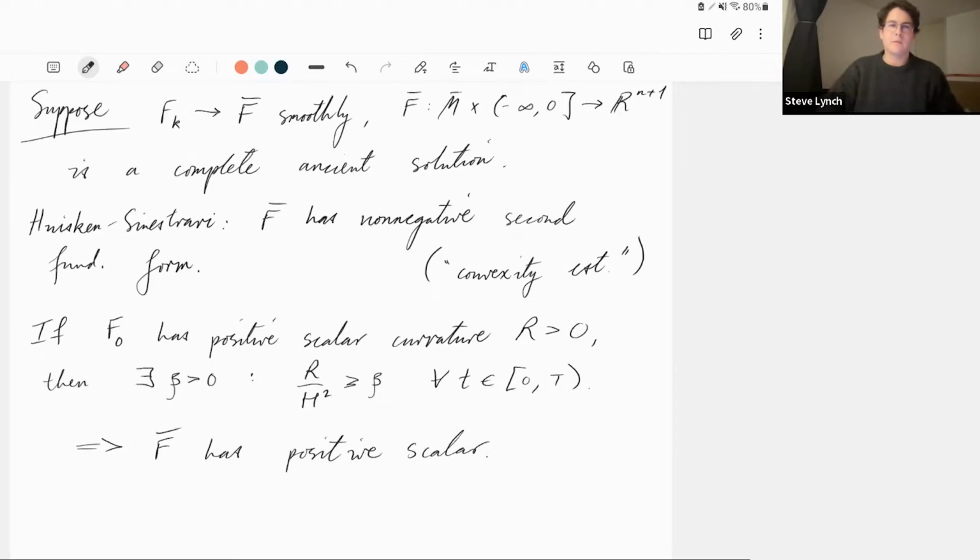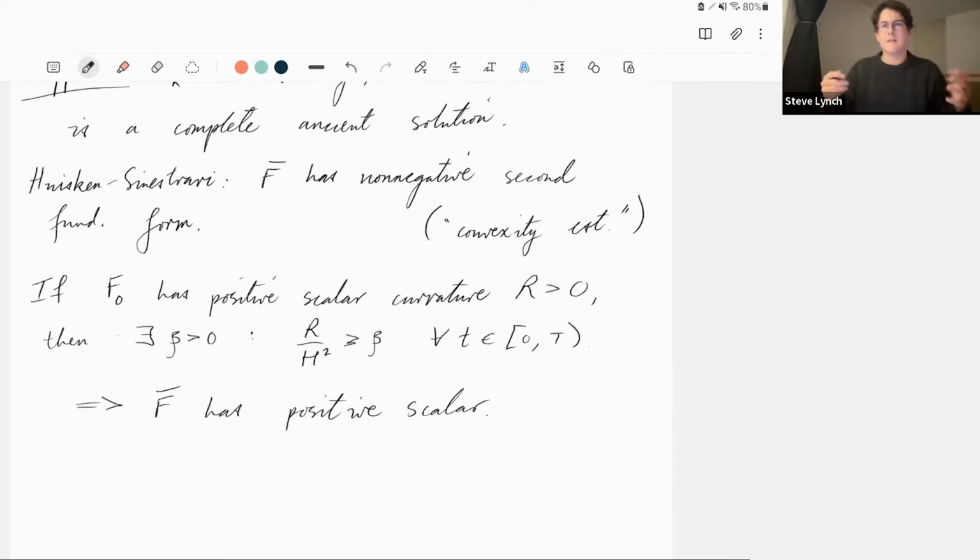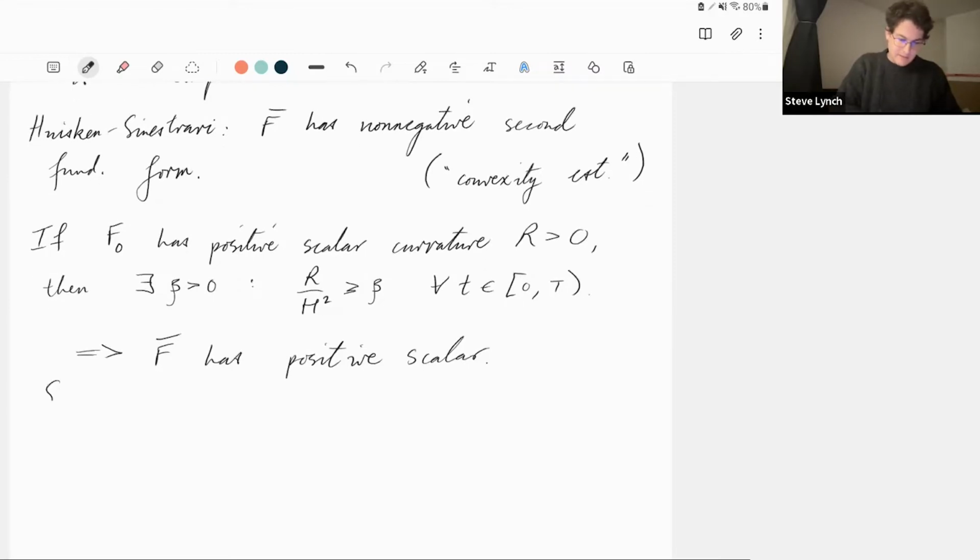But now, what do we know about this F bar? We know that at each time it's a complete hypersurface, which has non-negative second fundamental form and positive scalar curvature. And so there's a classical result by Zuckerstetter, which tells you that every such hypersurface is the boundary of a convex body. So now we can conclude that at each time F bar M bar T is the boundary of some Omega T, where this is an open convex set.